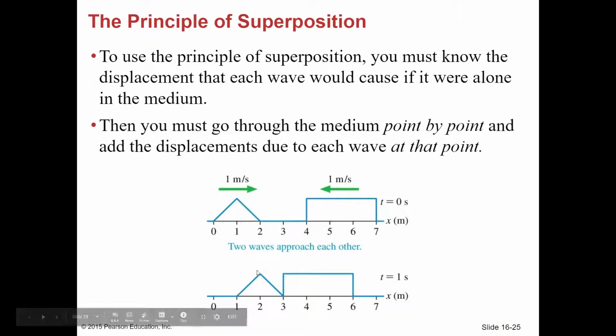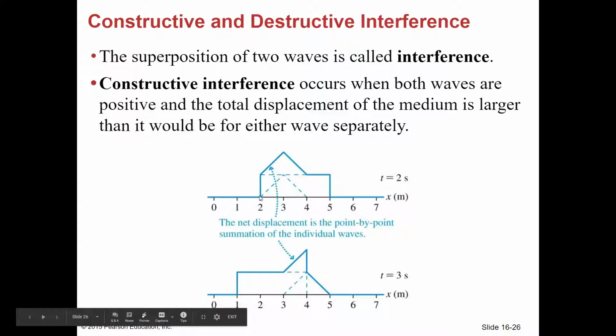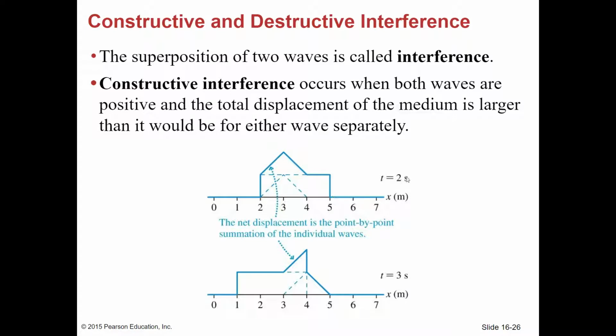So if we go back, see how this triangle is approaching this thing? 1 second later, this triangle will be taking up the spots from 2 to 4. And 1 second later, this guy will be from 2 to 5. So there's this overlap right here, and this overlap right here just gets added on top. So now the wave actually looks like this at t equals 2 seconds.